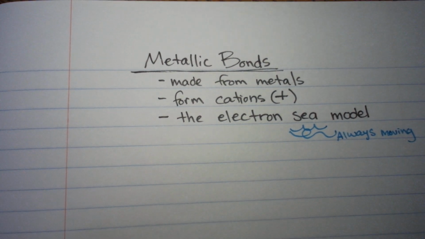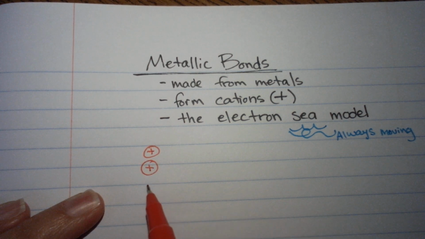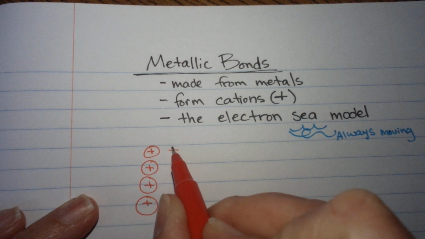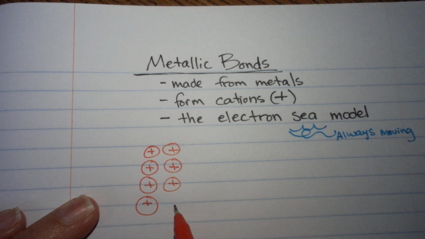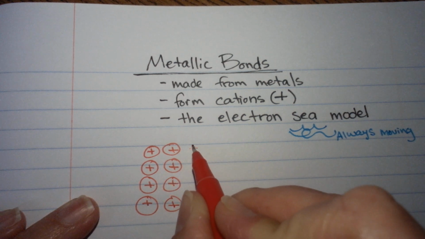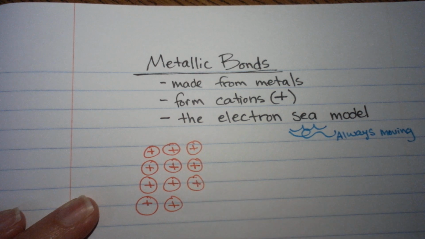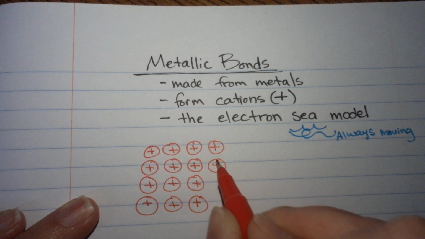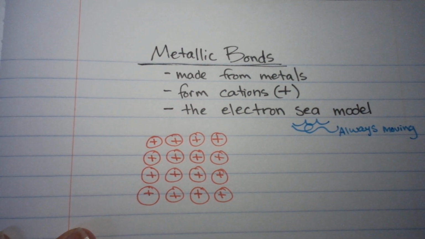Well, we know that metals form cations. We also know that metals are solids. Most of them, they're solids. And so what happens with solids is we know that atoms stay in one fixed position. They move around a little bit. They jiggle, they move. But for the most part, the atoms themselves stay put in a solid. Well, that's not a sea. That's not moving.